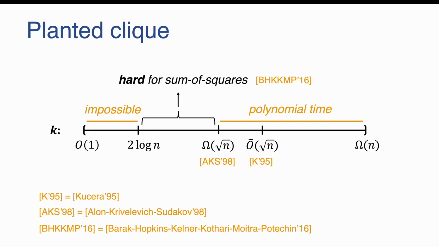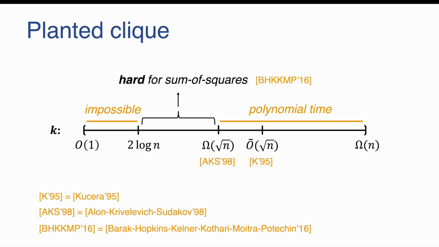Well, it's proved that it's hard for sum of squares programs to solve the problem in this regime. So sum of squares programs are a class of convex programs which capture almost all average case algorithms and almost all estimation algorithms that we have so far. So the fact that this cannot be solved in polynomial time by sum of squares programs is taken as evidence that the problem is actually hard. Okay, but for k at least root n, you can solve the problem.